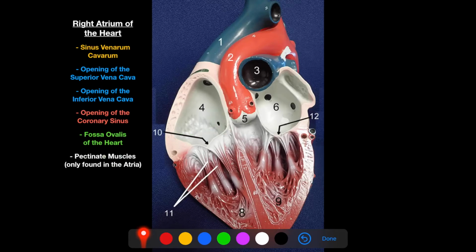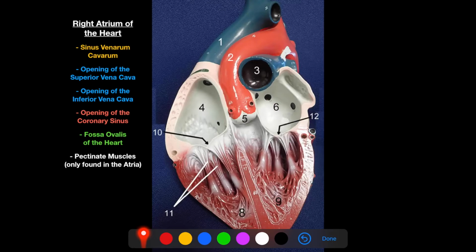Now, within the atria, and when I say atria, that's plural for atrium. So within the atria, we have muscles lining the chamber within this space right here. And those muscles that are lining this area are called pectinate muscles. And they are only located in the atria. They're not found in the ventricles. So remember that.